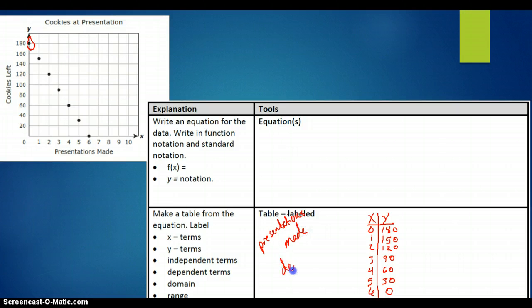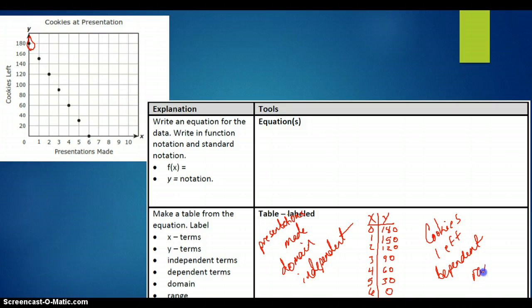Instead of just X and Y, my X is presentations made, and it is still the domain, and it is independent. My Y is cookies left, and I cannot stress how important it is to label this, because generally the answers to your questions come from your labels, from what you know is going on, and that is dependent, of course, and the range.